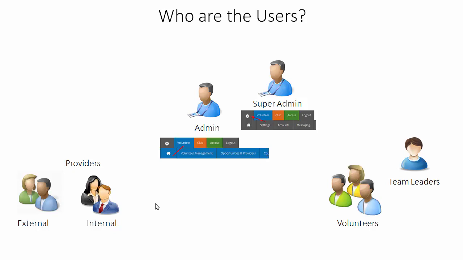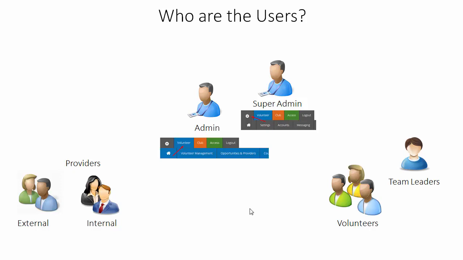Beneath that we have providers. Every opportunity has to be linked through to a provider. Providers could be internal, people who work within your organization, or they could be external. You might decide to make it available to affiliated organizations, which also need volunteers. But every opportunity has to be linked to a single provider. For this purpose, you often find that administrators are also set up as providers. That's quite common.